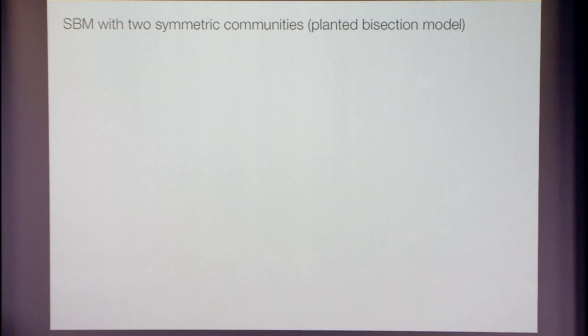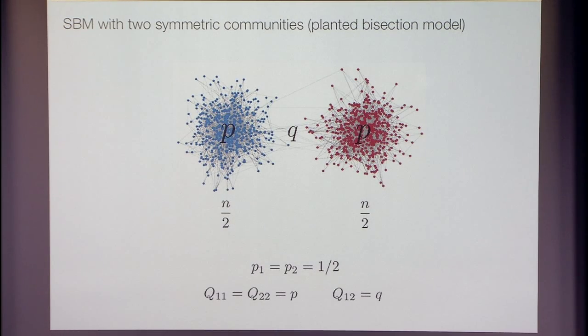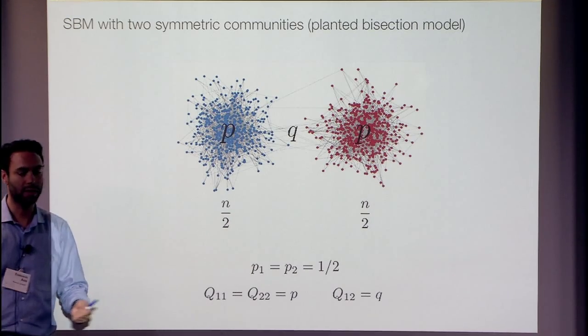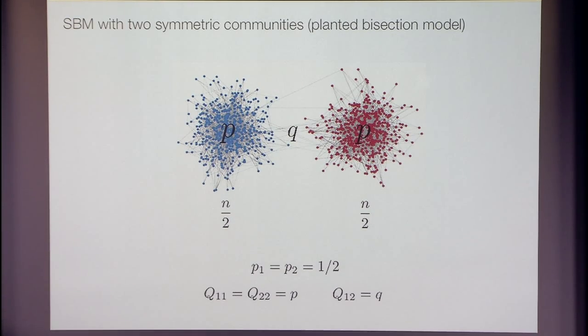So the model with two symmetric communities, also called the planted bisection model, is very simple. You have two groups. The relative sizes are half, so two groups of roughly n over 2 nodes. And you connect with probability little p inside the groups for both groups and little q across. Now you ask, if you take a graph like that, you erase those colors, you shuffle it, I give it to you, can you recover the two groups?